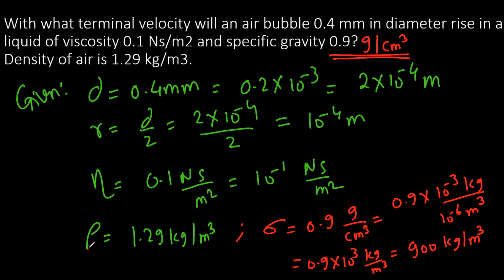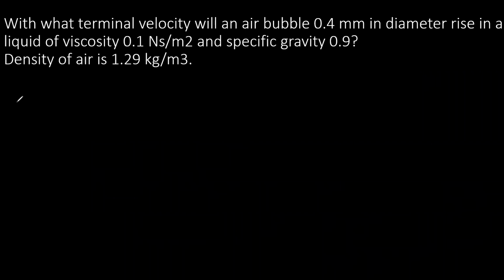These are the given. Okay, this is the rho. This is the rho. These are the given. And we need to find the terminal velocity. Okay, the formula is different. Let's see. So what is the solution? To find the terminal velocity, that is the V only. So what is the formula?